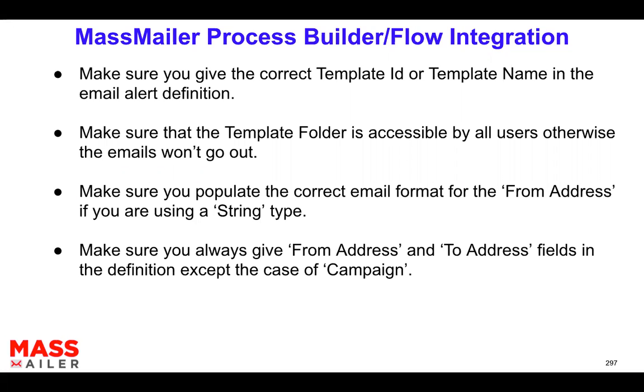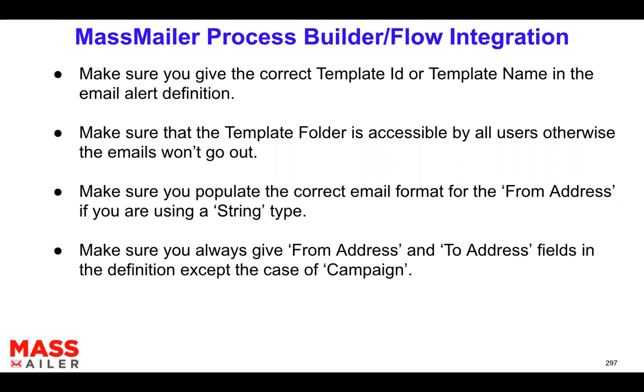So like when you're defining a process builder process flow, right? You always give a template ID or a template name. Sometimes we notice that the template ID is invalid. Maybe they're just copy pasting from Sandbox to production and that ID is not even there, and they go blank and why is it not working? So it is very important to make sure that you have the correct template ID or the template name in your email alert definition, the integration that you do with the process builder or flow with MassMailer.